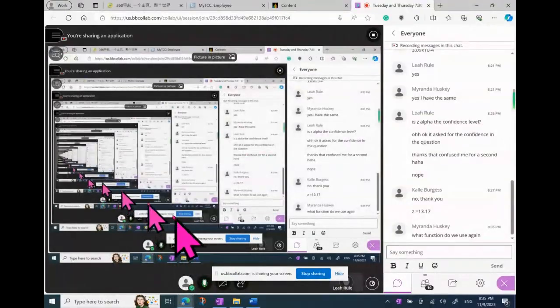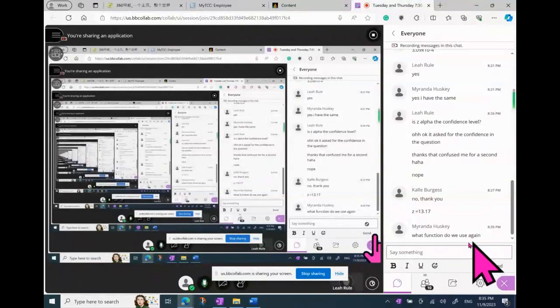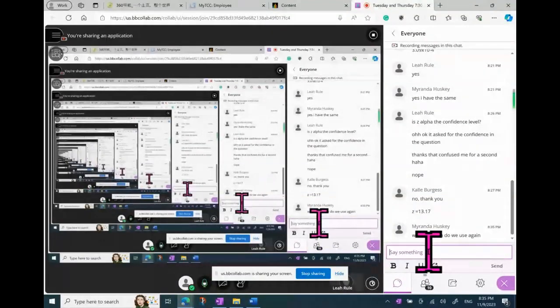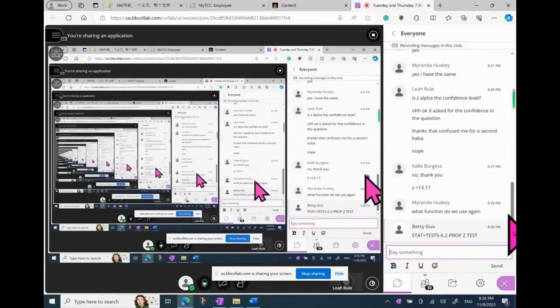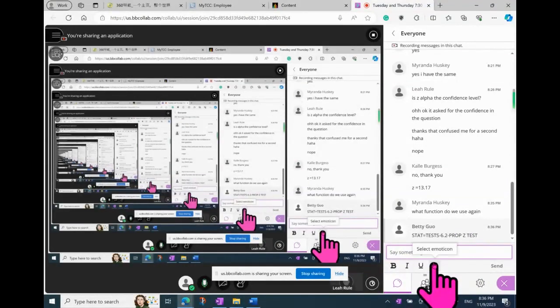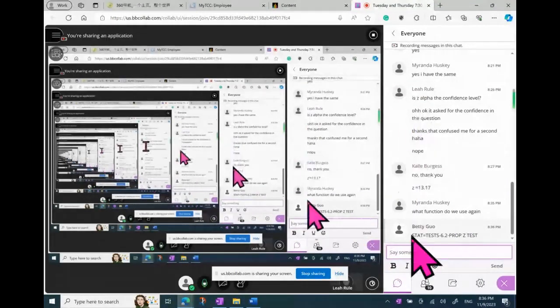What function do we use again? Okay, so we go to Stat, and then we go to Tests, and in the menu of tests, we choose number 6. The name of the function is 2 proportion z test. Number 6, 2 proportion z test. Let me know if I'm clear.